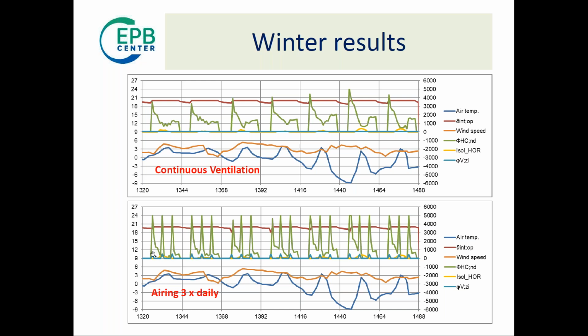And here you can see actually 3 peaks because of this airing 3 times a day. So it really forces the heating to heat up to get to the set point of 20 degrees. And of course, this can be changed again. This could be done with different window openings and different times, etc. It's just one example.